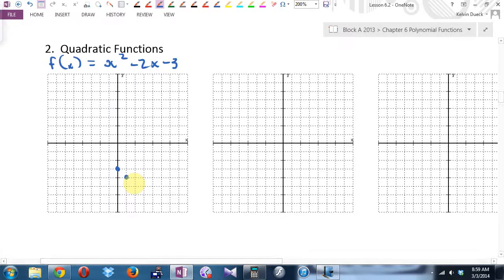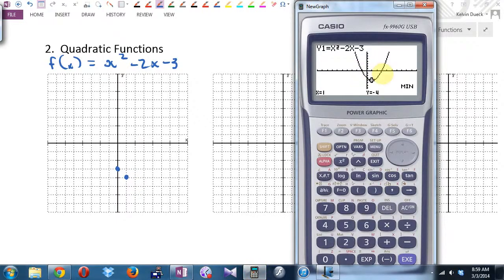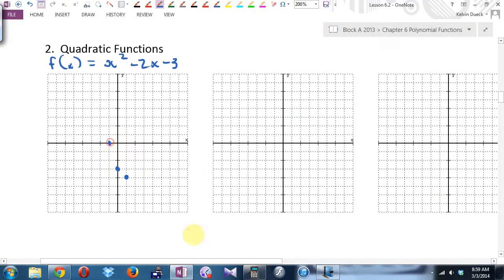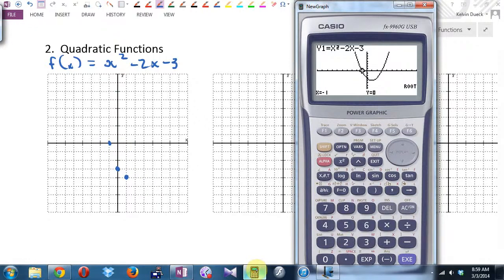What other points would I like to find? The x-intercepts, which are called what? Roots. Now, if they're decimals, they won't be very useful, but I'm hoping these aren't. There you go. We have an x-intercept at -1, 0. And how did I find the second x-intercept? Right arrow. Another x-intercept at 3, 0.